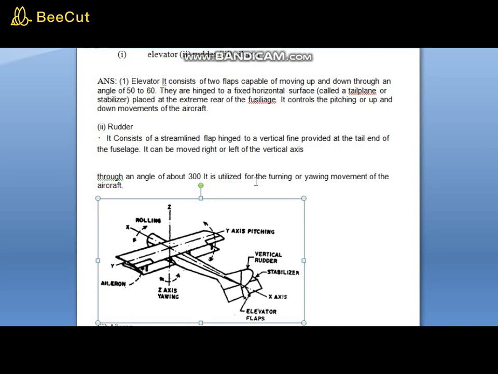It is utilized for the turning or yawing movement of an aircraft. This is important. It is utilized for turning or yawing movement of an aircraft. What? Rudder.